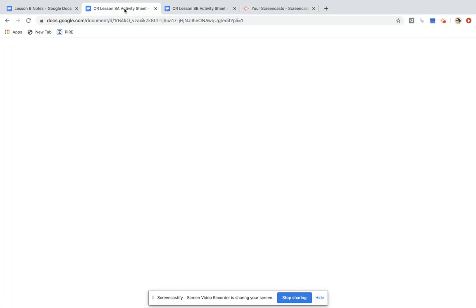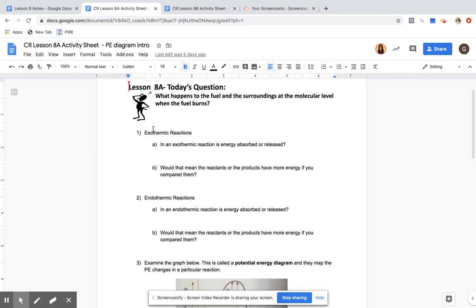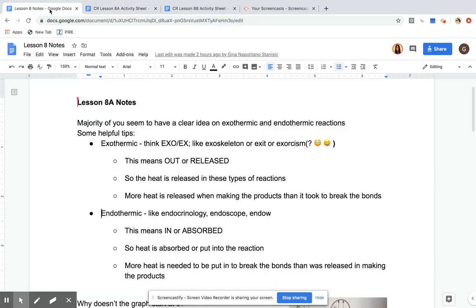So for Lesson 8A, the main thing is we were trying to figure out between exothermic and endothermic reactions. So a couple things to remember are the differences between those. In exothermic, you can think exo, like exoskeleton or exit. That basically means out or released. So overall in this reaction, the heat is released.